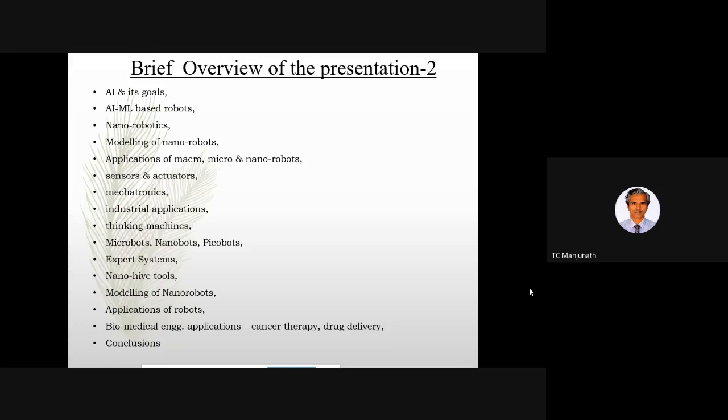Micro 10 to the power of minus 6, nano 10 to the power of minus 9, pico 10 to the power of minus 12. The nano hive tools like the Cadence tools which are used for simulation of the systems, then modeling of nano robots, and some applications of the nano robots. Finally, I would like to conclude with a brief biomedical engineering applications with respect to cancer therapy, drug delivery, etc.